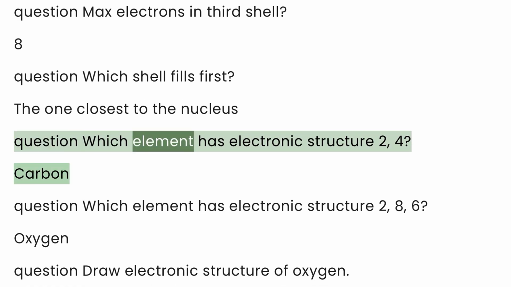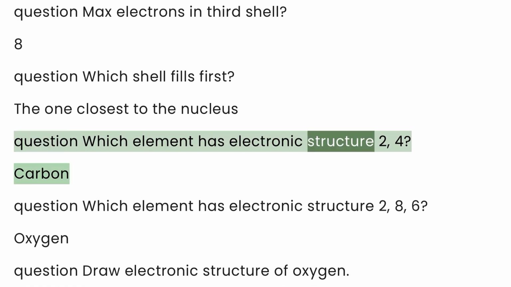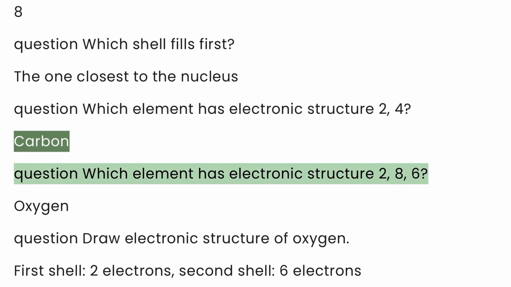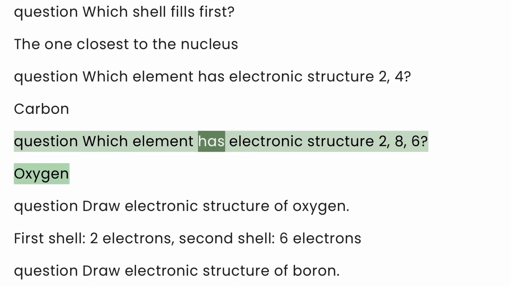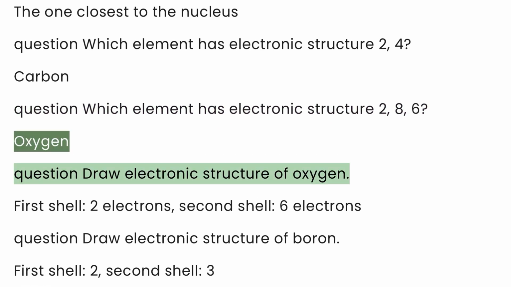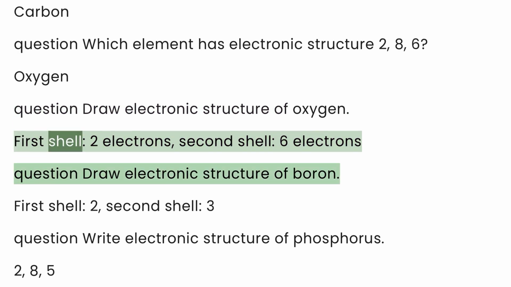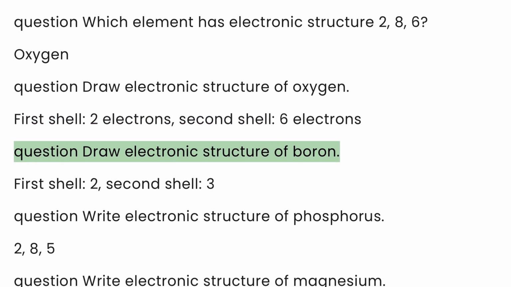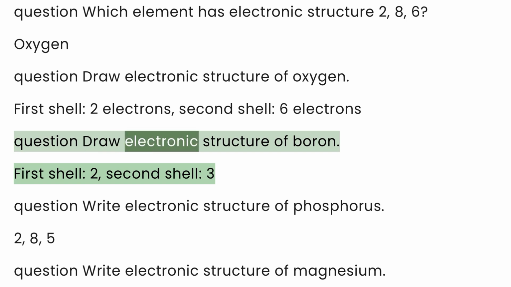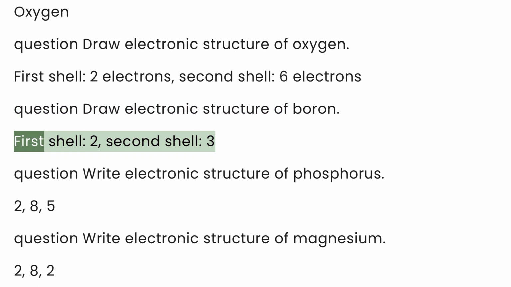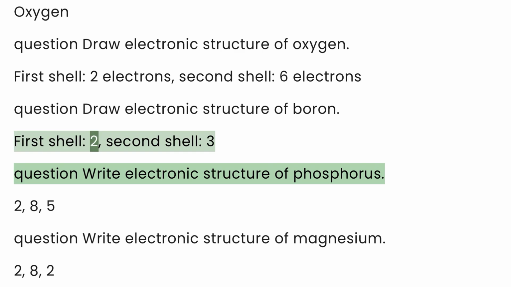Question. Which element has electronic structure 2,4? Carbon. Which element has electronic structure 2,8,6? Oxygen. Question. Draw electronic structure of oxygen. First shell, 2 electrons. Second shell, 6 electrons. Question. Draw electronic structure of boron. First shell, 2. Second shell, 3.